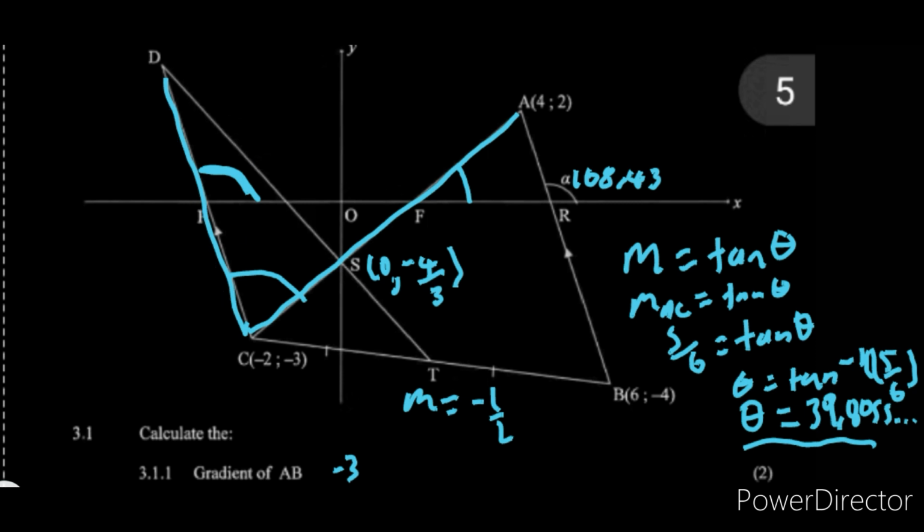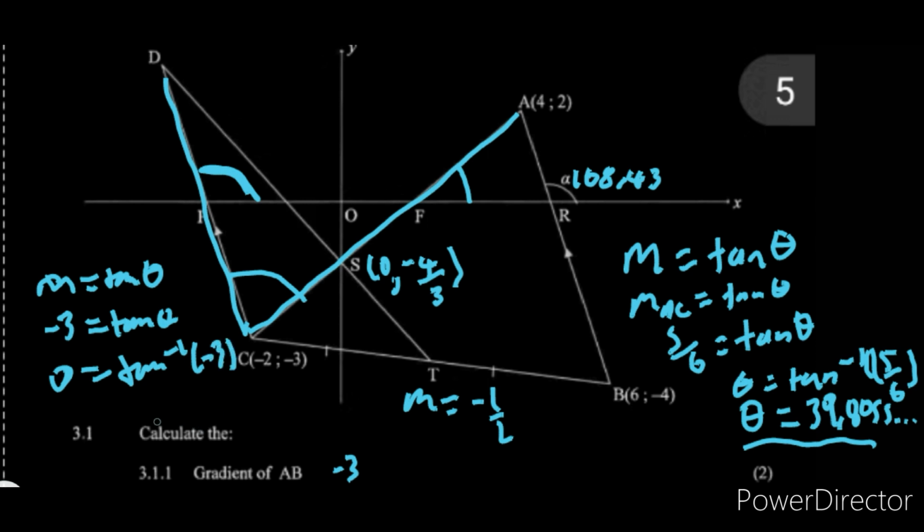So the gradient was -3, and if you use the same formula, m is equal to tan theta, it's going to be -3 is equal to tan theta, and it's going to give us the same answer as this because they are parallel. So parallel lines have got the same angle of inclination. So if you press arctan -3, it's going to give us a negative angle, and we'll have to add 180. When we add 180, we're going to have the same answer.